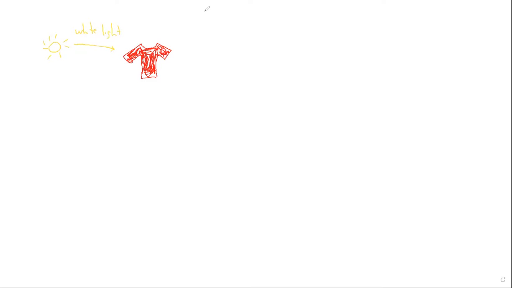So the white light is made up of red, orange, yellow, green, blue, indigo and violet. All the colors of the rainbow are in that white light, and so all the colors get shined onto that shirt. And the shirt, the dye pigments, absorb all of these colors except for red.